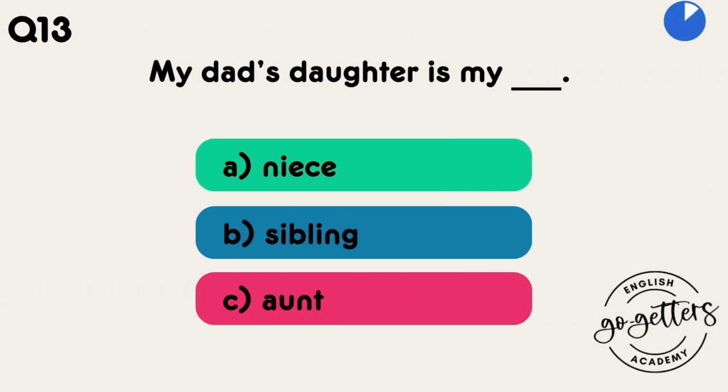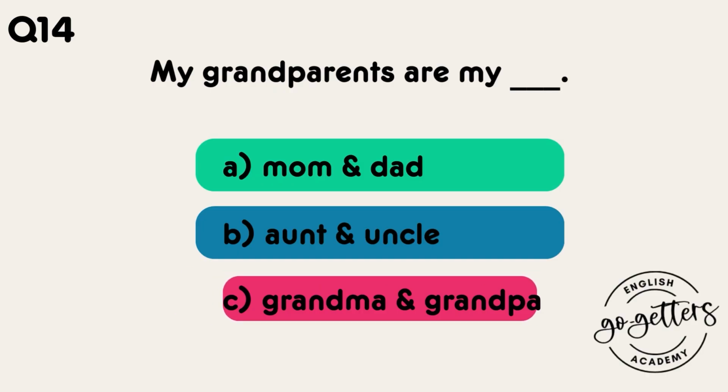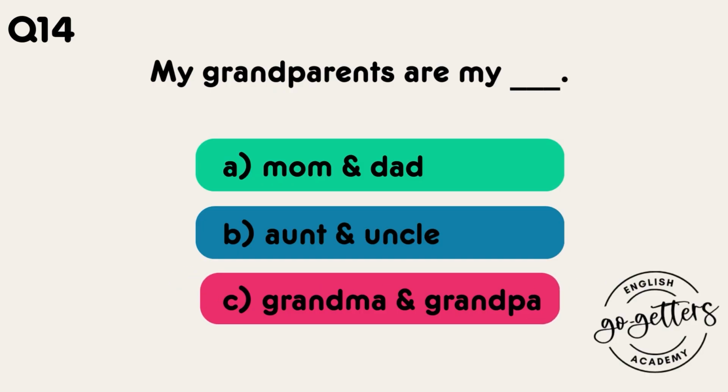Question 13. My dad's daughter is my... Correct answer is letter B, sibling. Question 14. My grandparents are my... And the correct answer is letter C, grandma and grandpa.